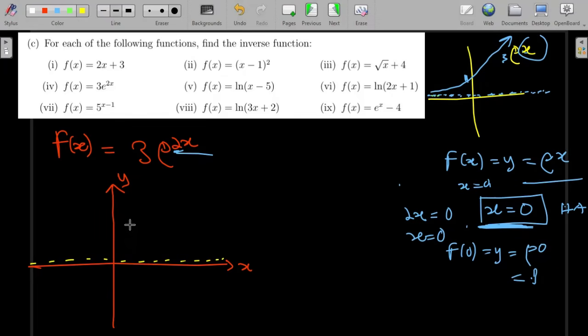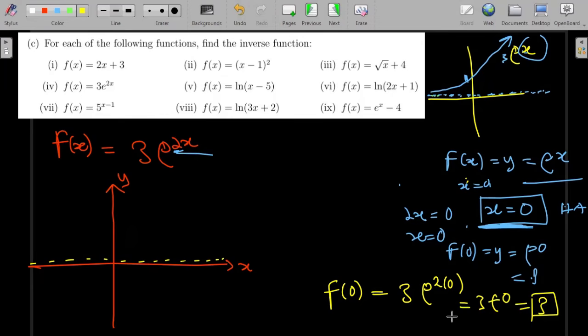Okay, I see, it actually changes the y-intercept. If now I want to find the y-intercept, it will be f of 0 equals 3e to the power 0, which is just 3. So y equals 3 will be my y-intercept. It will pass somewhere at 3 here, so it will be a graph that goes like this.